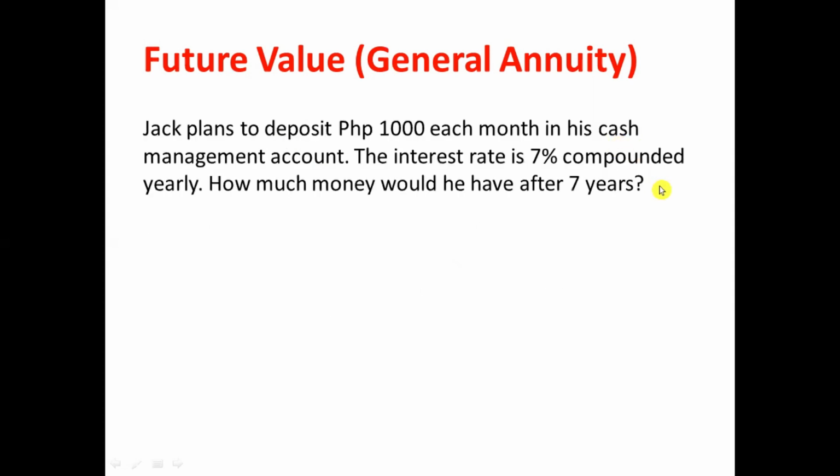Now we have another example here from Jack. Jack plans to deposit 1,000 pesos each month in his cash management account. The interest rate is 7% compounded yearly. How much money would he have after 7 years? So we see here na magkaiba yung payment period of every month sa compounding period of every year. So yeah, that is for general annuity.